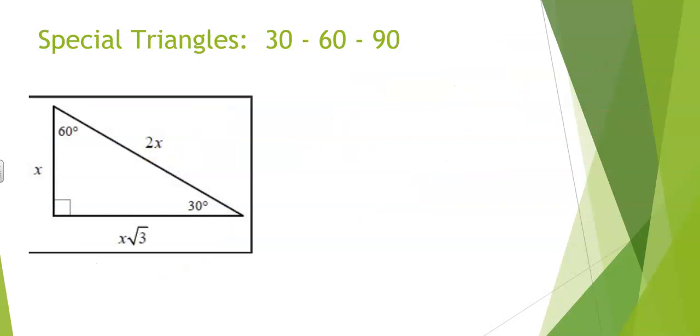Now we also use our special triangles with the 30, 60, 90. So these are 30, 60, 90 degrees. And we know that if the short leg is x, the hypotenuse is 2 times the short leg. And then the long leg is square root of 3 times the short leg. That's something we know is true.